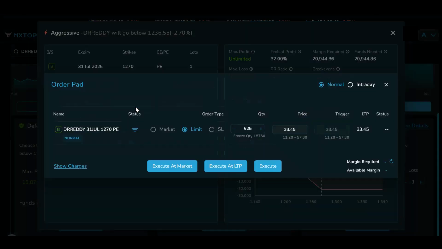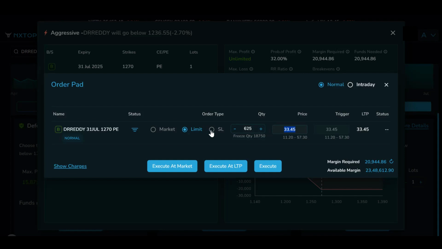The trade will get executed via broker. So if I'm clicking on the trade, it asks me, do you want to send a market order? Do you want to send a limit order? Do you want to put a stop loss for this? And if I'm putting a limit order, the price is around 33.45.